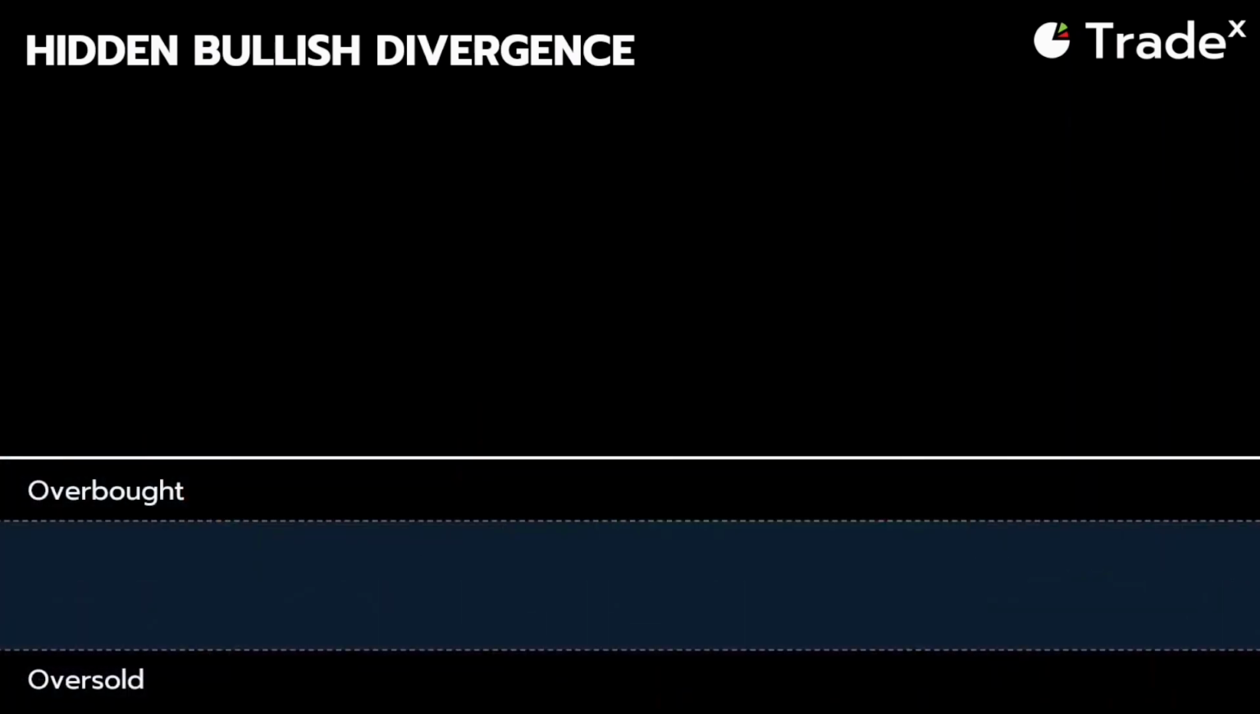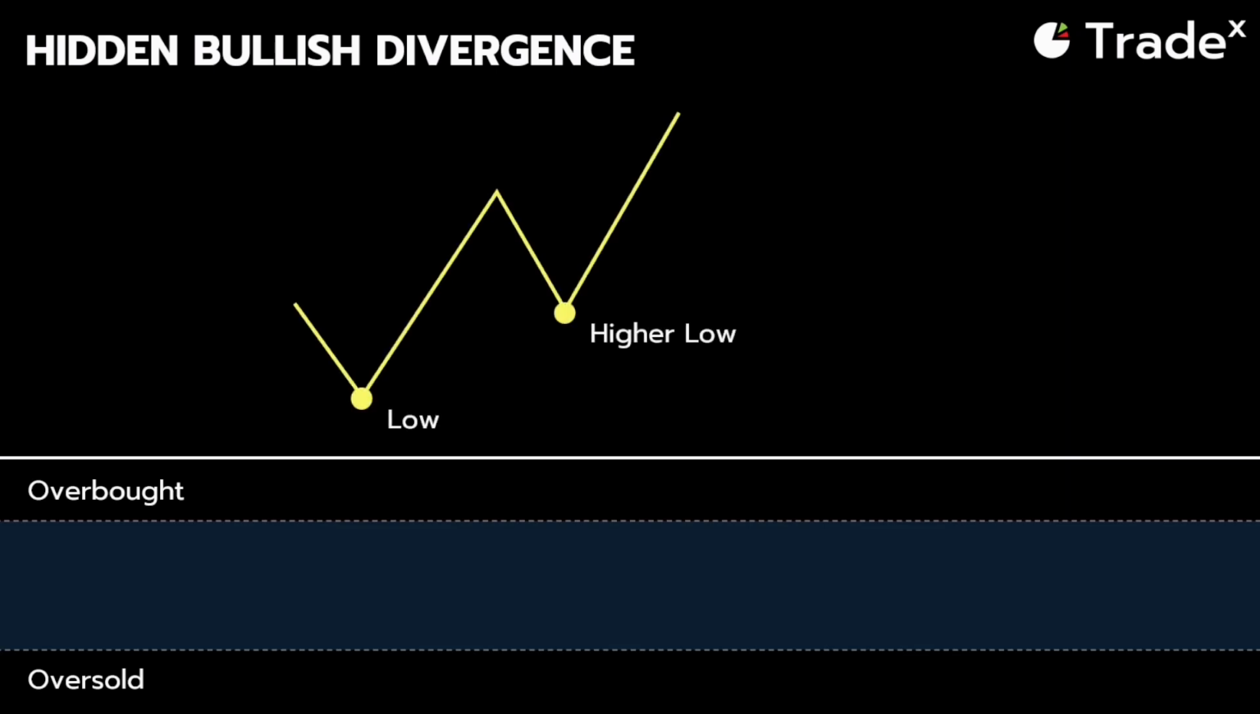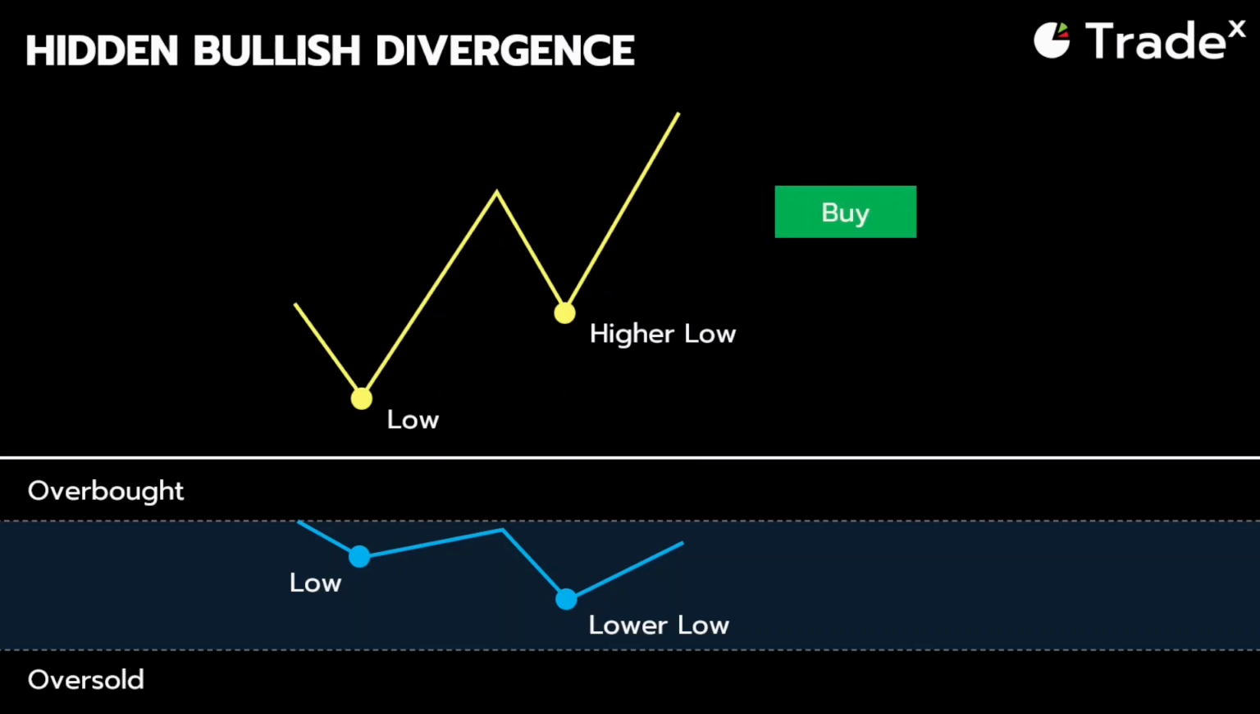We can increase the success rate of trading with hidden bullish divergence by following specific guidelines. First, ensure that the price forms a higher low while the RSI makes a lower low. Next, confirm that both RSI points are within the regular zone and not in the overbought or oversold regions. Once these conditions are met and hidden bullish divergence is confirmed, you can consider entering a buy position.